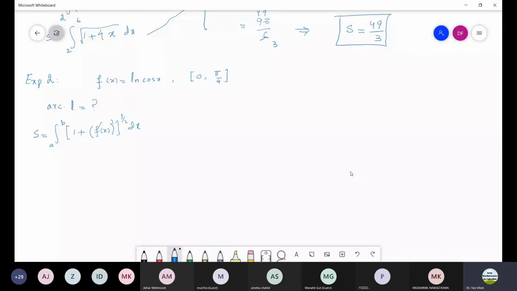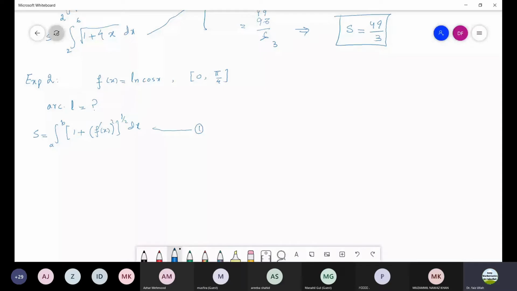Okay, so now the task is to find the arc length. So what should we do? Look at the formula. What data does the formula need? I'm asking, what do you need for the formula? Sir, f dash of x. Derivative, sir. Good. The first thing we need is the derivative, f dash. What is the second thing? We have f of x. So from f of x, we can obtain f dash of x and we can put it here.